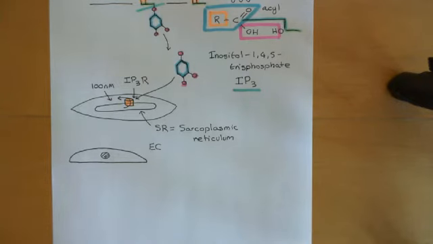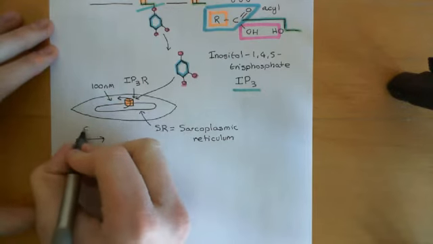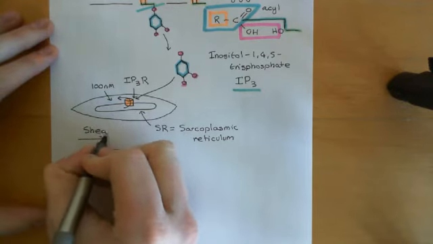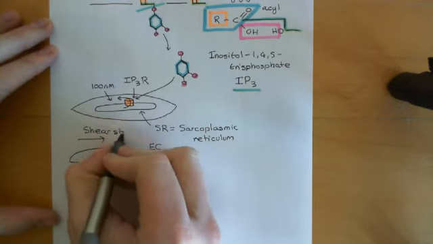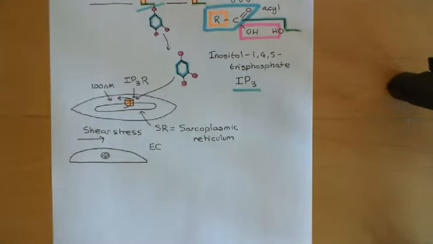Now what causes calcium to go up in the endothelial cells under normal circumstances, and therefore what drives the normal signaling between the endothelial cells and the smooth muscle cells? Well, it's normally shear stress that drives the rise in intracellular calcium that causes the normal homeostatic signaling between the endothelial cells and the smooth muscle cells. So what does shear stress actually mean?